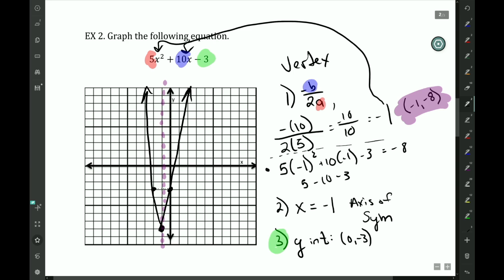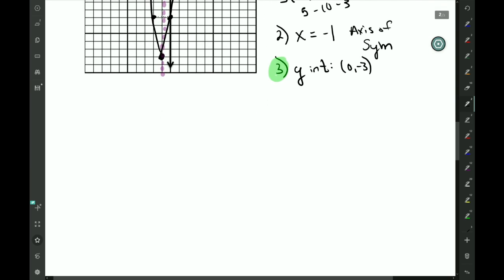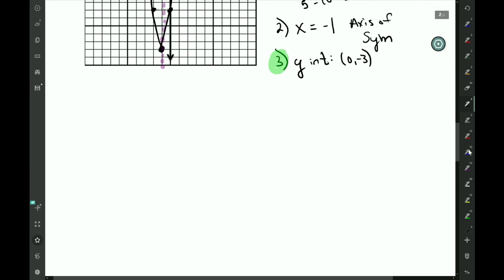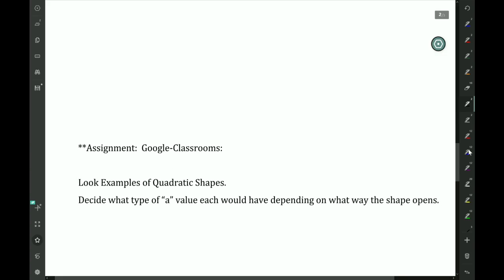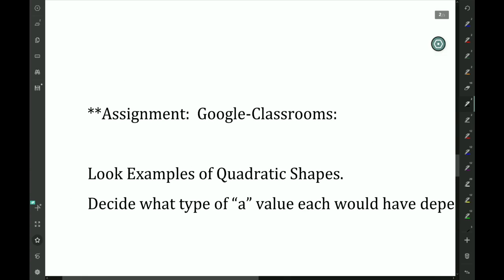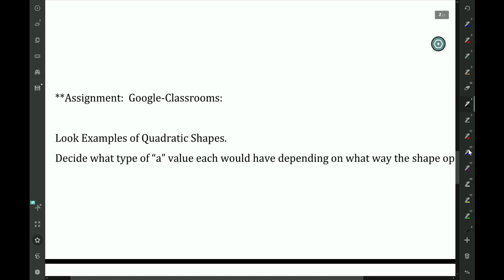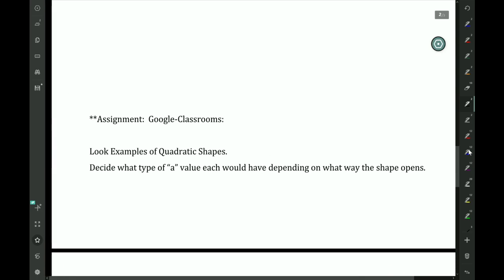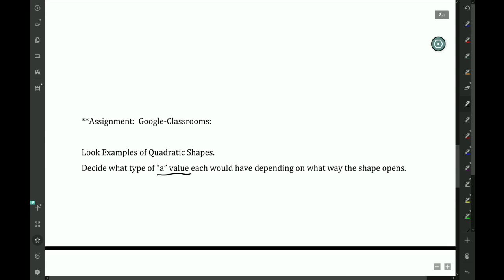Okay, so good stuff. There might be an exit slip at the end of class today. Your assignment is, I'll explain in Google Classroom, you're going to be looking up examples of quadratic shapes in different scenarios. Once you find them, you will decide what type of A value each would have depending on which way the shape opens. So simply put, if it opens downward, that means A is, I don't know, you have to remember. And if it opens upwards, what it would be there.